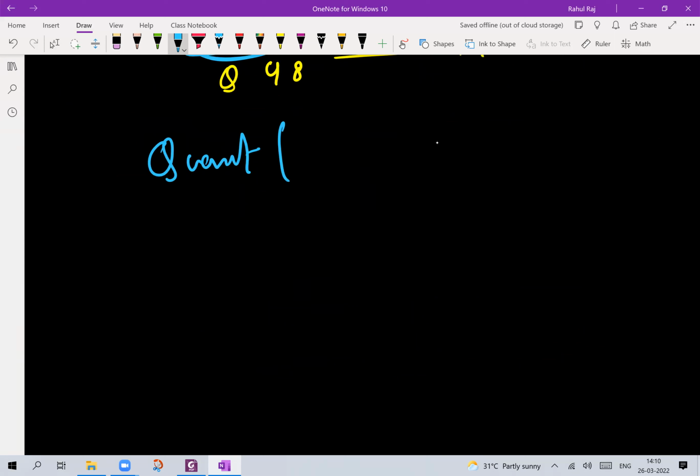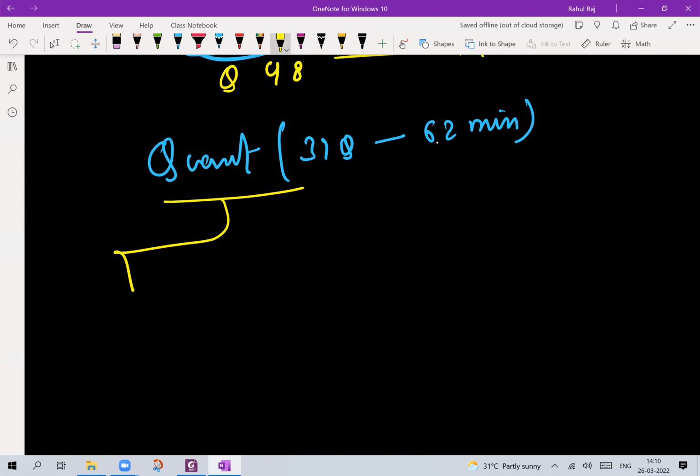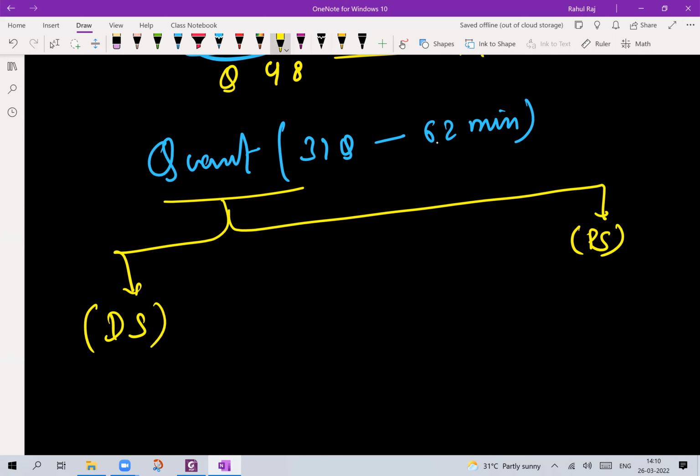So in quant, before we get into the chapters, there are a total of 31 questions in quant and you have 62 minutes for it. And majorly there are two types of questions that are asked in quant. One is data sufficiency. Another is problem solving. These are not chapters, these are the structure of the questions.